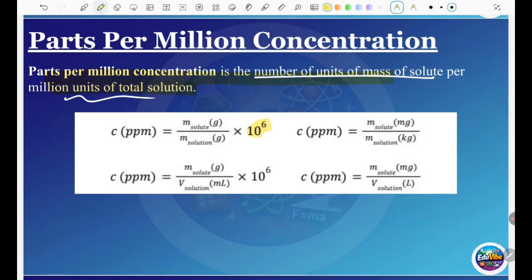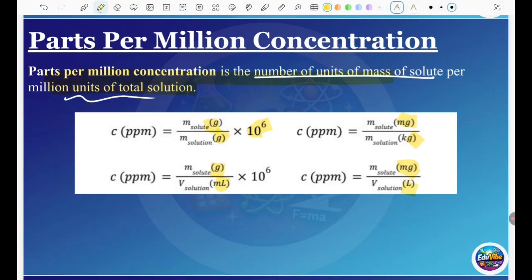Basically, we have two formulas in this. These are in grams and grams, and grams per million milliliters. These two formulas are ultimately related to two others, because here we use grams and grams, and here we use mg upon kg. Mg is again a unit of mass, and instead of grams per milliliter we use mg upon liters. So you have to take care of these things.